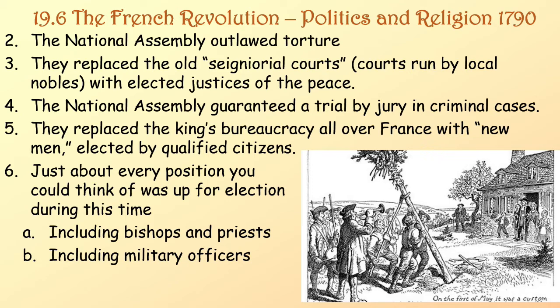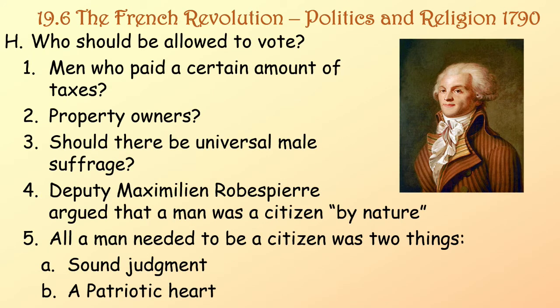And just about every position you could think of was up for election during this time, including bishops and priests, including military officers. Who should be allowed to vote? Men who paid a certain amount of taxes, property owners? Should there be universal male suffrage? Deputy Maximilian Robespierre argued that a man was a citizen by nature. All a man needed to be a citizen was two things: sound judgment and a patriotic heart.